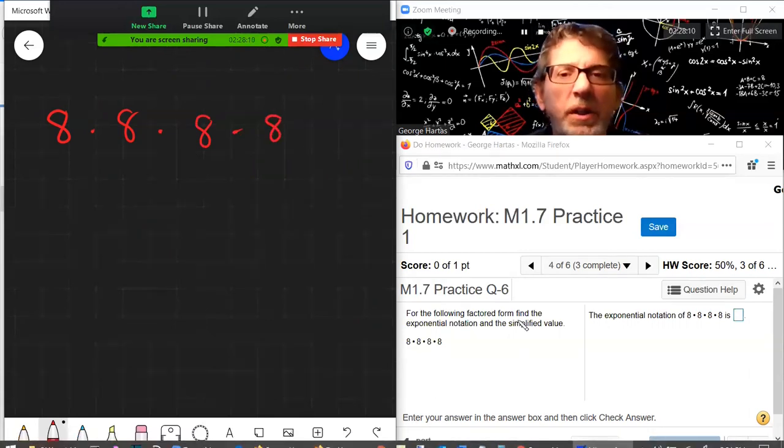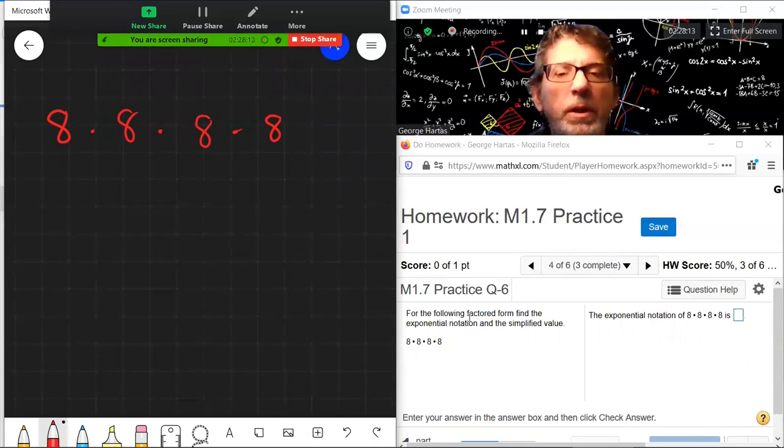More terminology. Factored form. Whenever you see the word factored, factor means two numbers that multiply each other. So for example, 2 times 3 is equal to 6. 6 is the product. It's the result of multiplying. If we were to ask, what are the factors of 6? You would say 2 and 3, because 2 times 3 is 6.